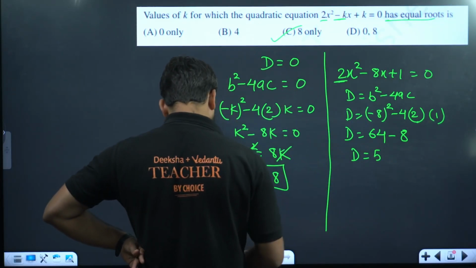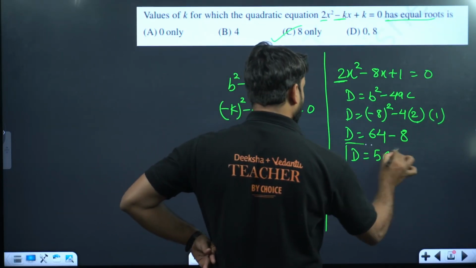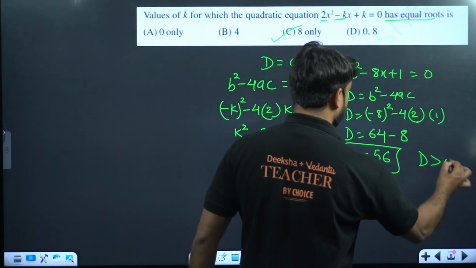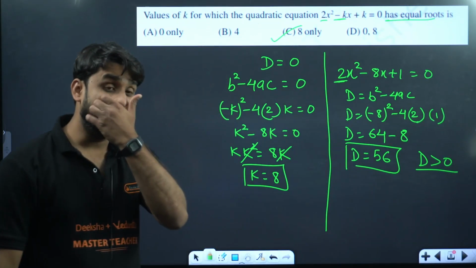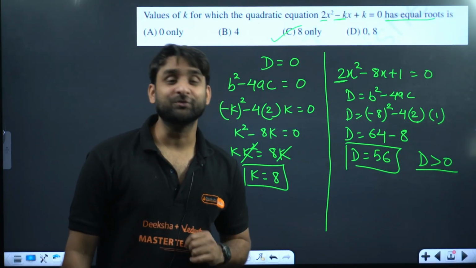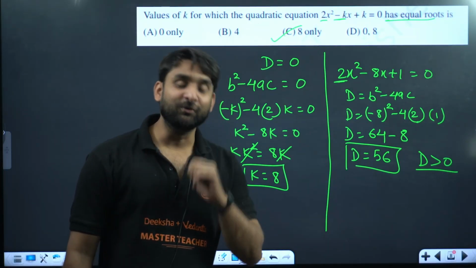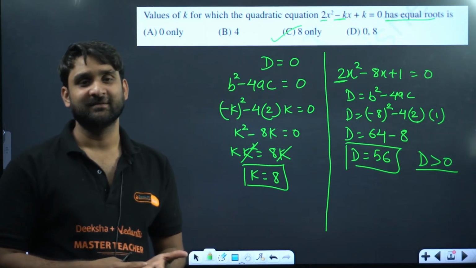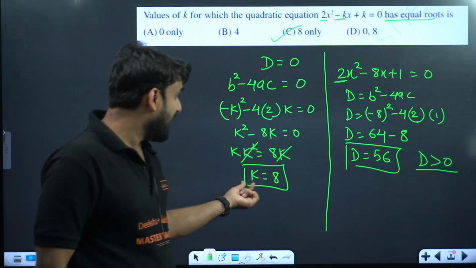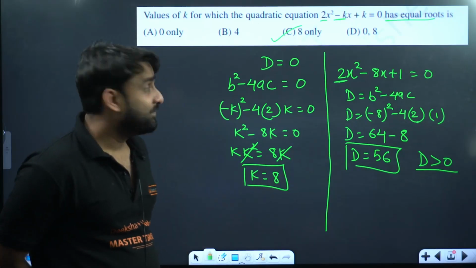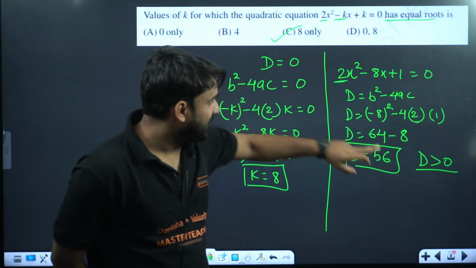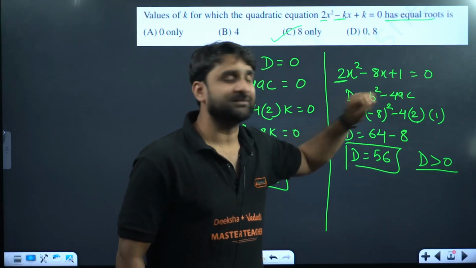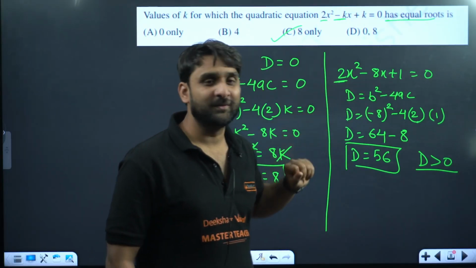And can you see here, my dear? Wow. 56 is positive. It means D will be greater than 0. And if D is greater than 0, there will be two solutions. Two zeros. And both will be distinct. So we have k equals to 8, and if we put 8 here, we are getting 56. Now we find out the zeros for this, 2x square minus 8x plus 1.